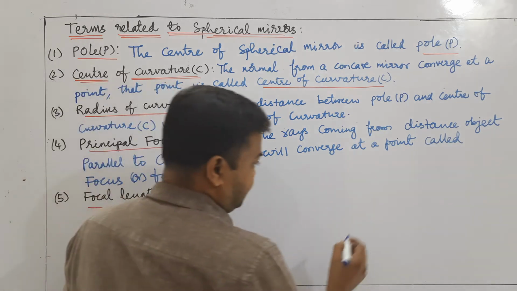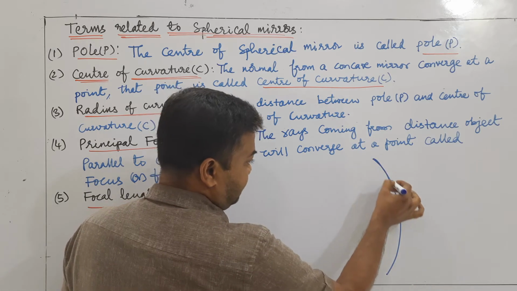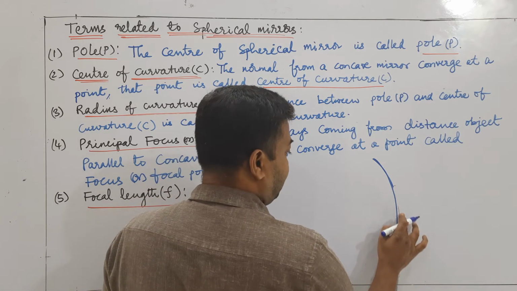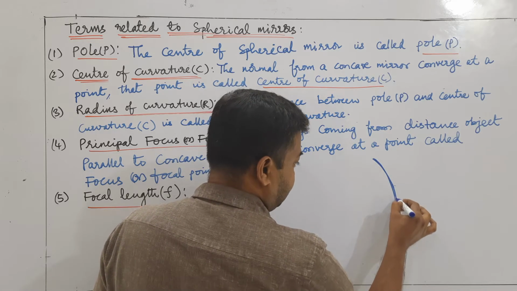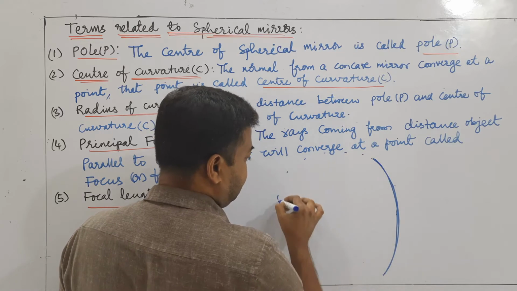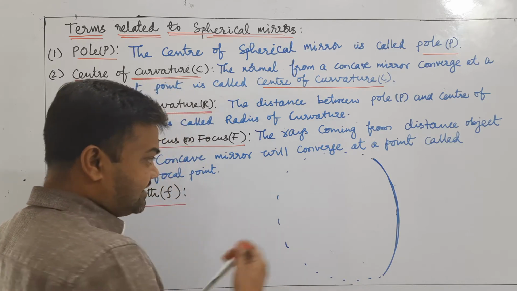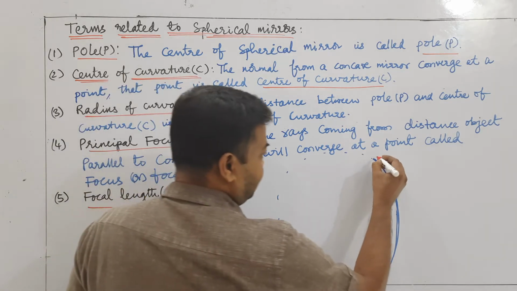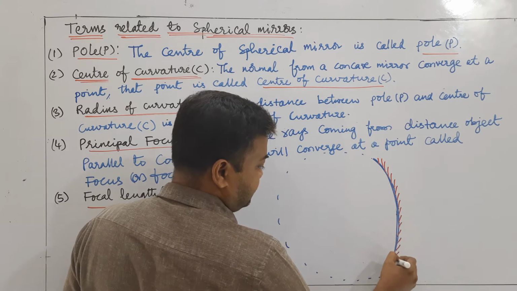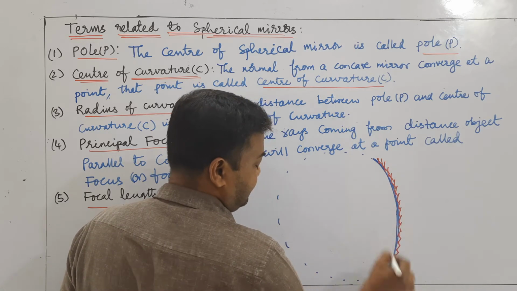First, you consider a spherical mirror like this. Spherical mirror means a mirror which is a part of a sphere. This is a sphere of which this mirror is a part. Suppose you consider a concave mirror, then it is polished outside, and the reflection of light will take place inside.